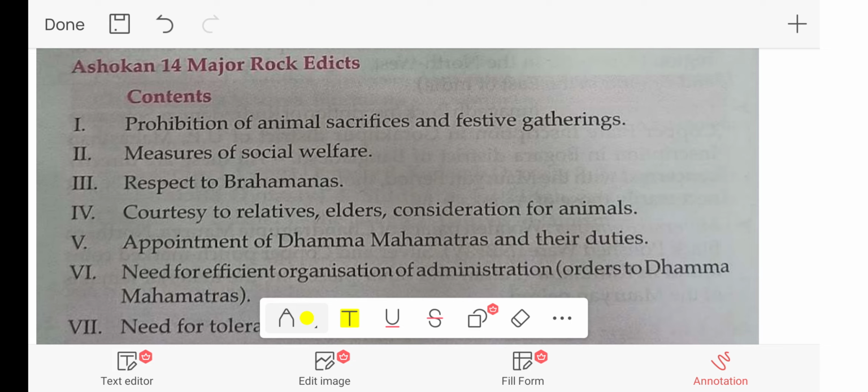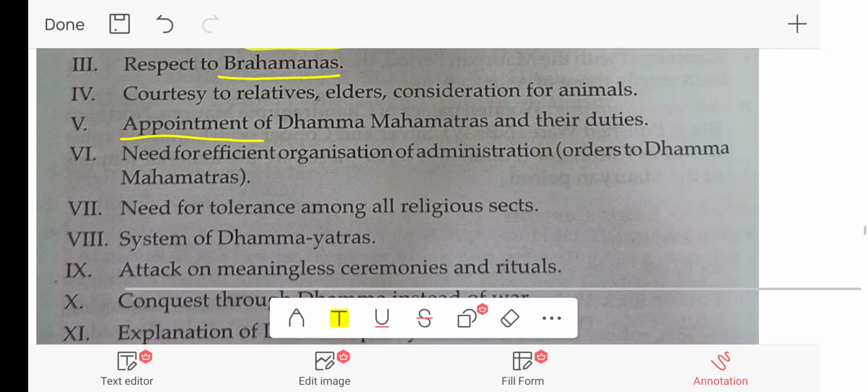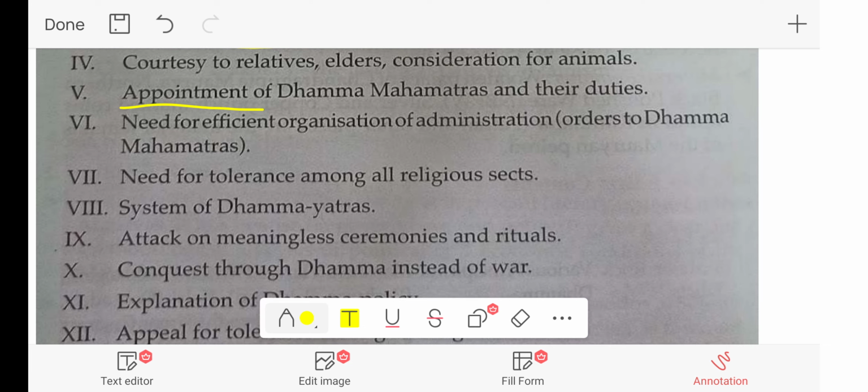So the contents. First, prohibition of animal sacrifices and festival gatherings. Second, measure of social welfare. Third, respect to Brahmanas. Fourth, courtesy to relatives, elders, consideration for animals. Fifth, appointment of Dhamma Mahamatras and their duties. Sixth, need for efficient organization of administration, that is, orders to Dhamma Mahamatras.